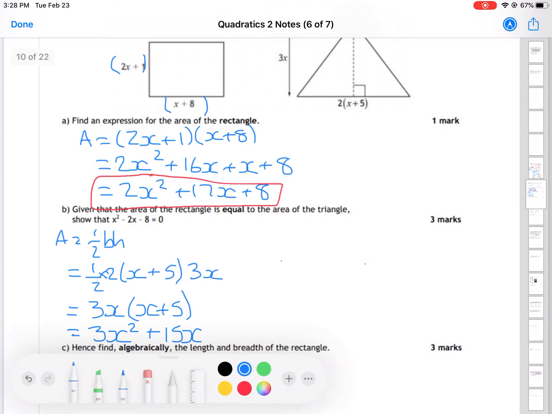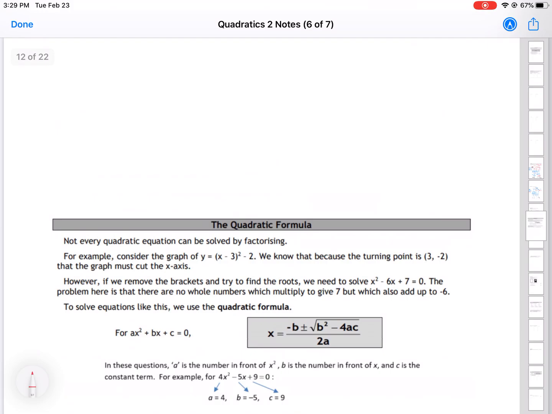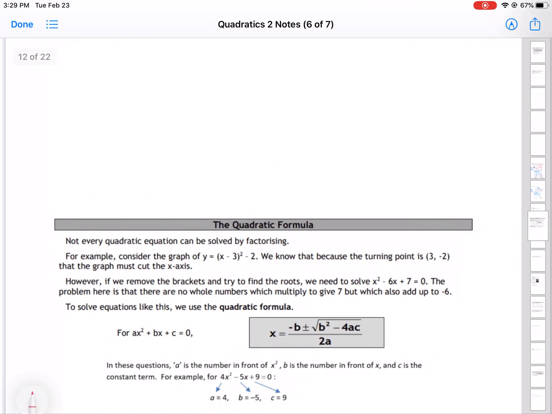Now we're told that those two areas are equal to one another, which means this expression is equal to this area here, so that expression there. Since I've got a larger number of x squareds with the triangle, I'm going to put that on the left hand side. So 3x squared plus 15x, which is the triangle, is equal to 2x squared plus 17x plus 8, which is the rectangle.